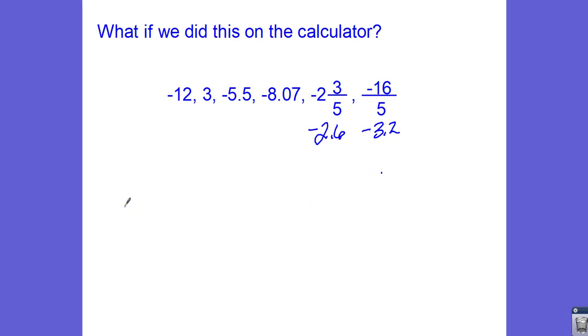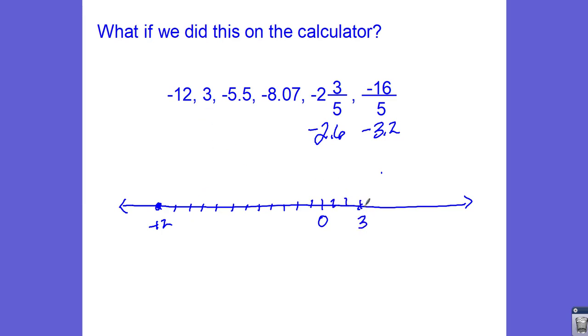Now, one of the things that would help us put this in order is a friend called Mr. Numberline. We need to remember that in 7th and 8th grade, 0 does go in the middle. It doesn't go over to the end because we're working with both positive and negative numbers. So we take this -12 and we put it on the number line. So 1, 2, 3, 4, 5, 6, 7, 8, 9, 10, 11, 12. So -12 would be right here. Right? 3 would be on the other side of 0. So we'd put 3 right here.